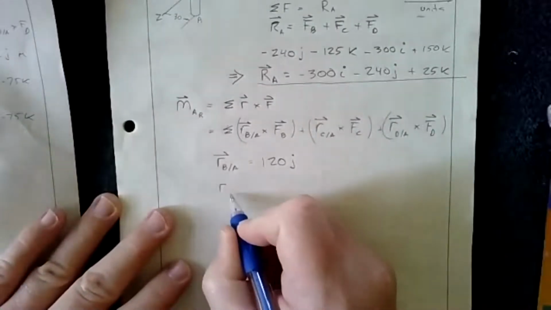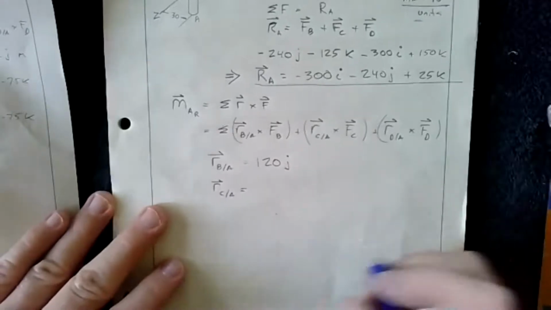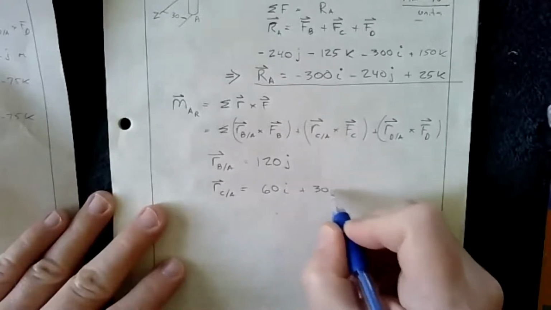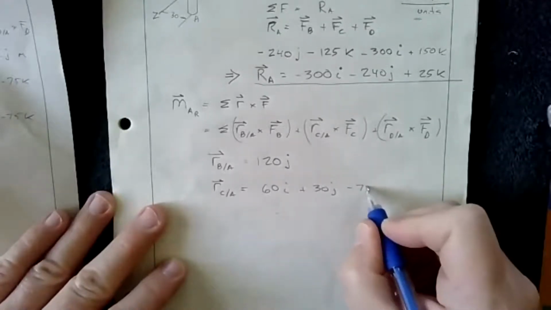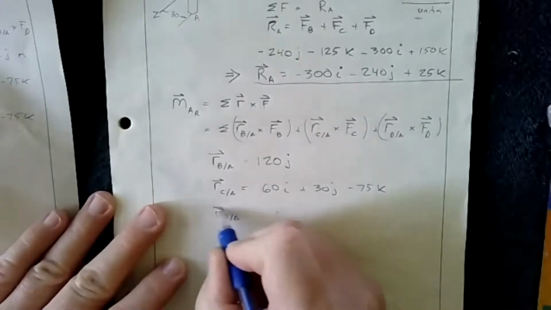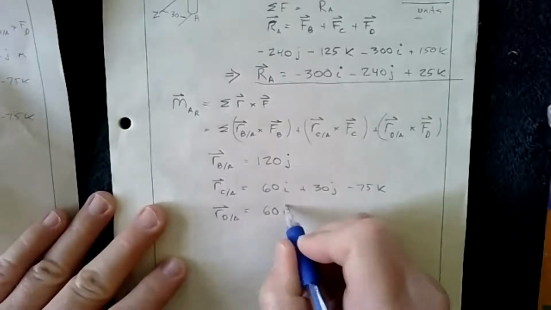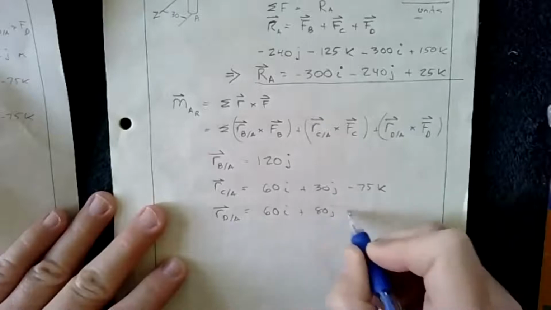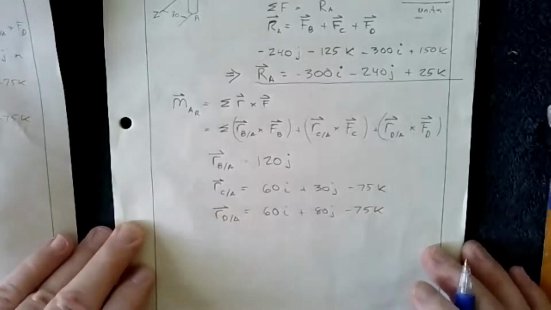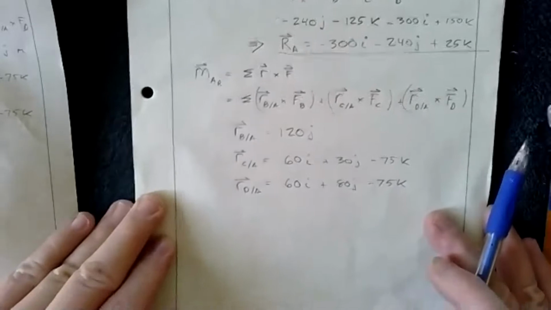Some may say that's not good, but that's good for now. So R_C relative to A is going to be 60I plus 30J minus 75K. And then lastly, R_D relative to A is going to equal 60I plus 80J minus 75K. And that's it. We have the respective forces, so we go ahead and set it up.